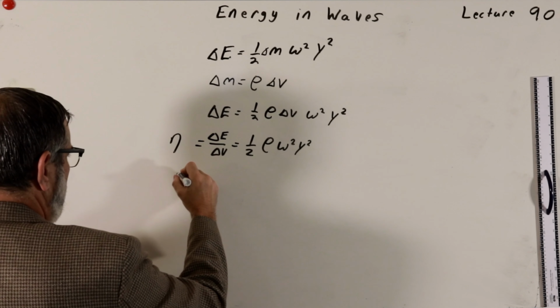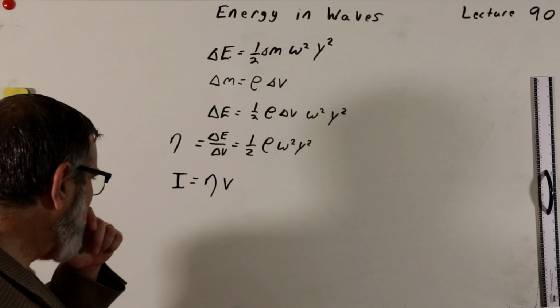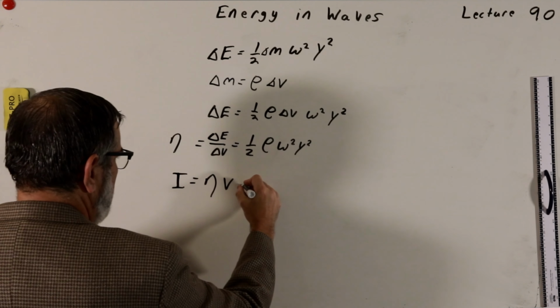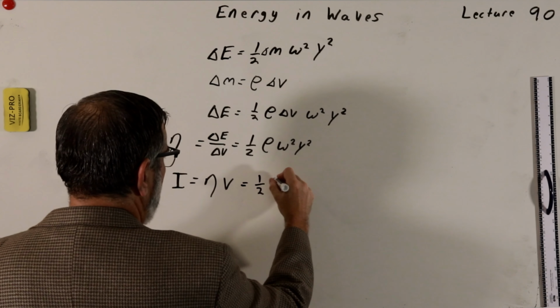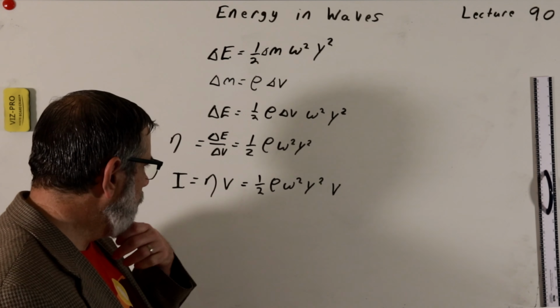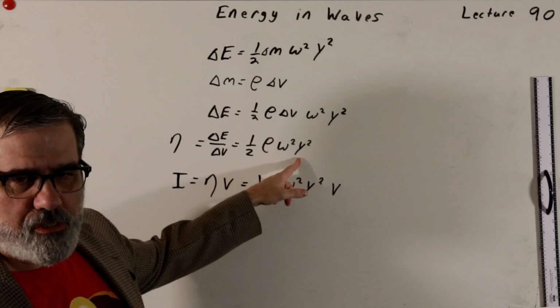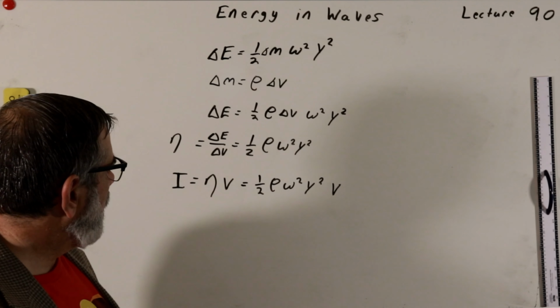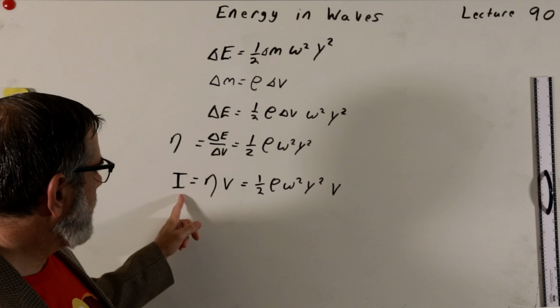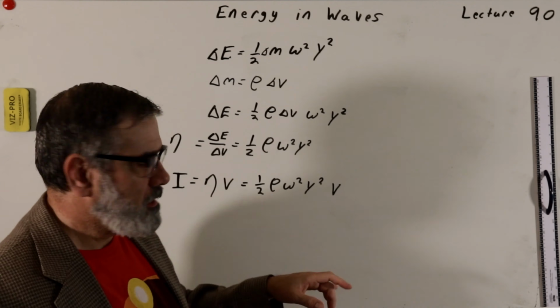Also remember from before that the intensity was equal to eta times the wave velocity v. So that means it's equal to eta, which is 1/2 rho omega squared y squared, now times v. So we see that it's proportional to the energy density, proportional to the frequency squared, but also the displacement squared. The intensity additionally depends linearly upon the velocity.